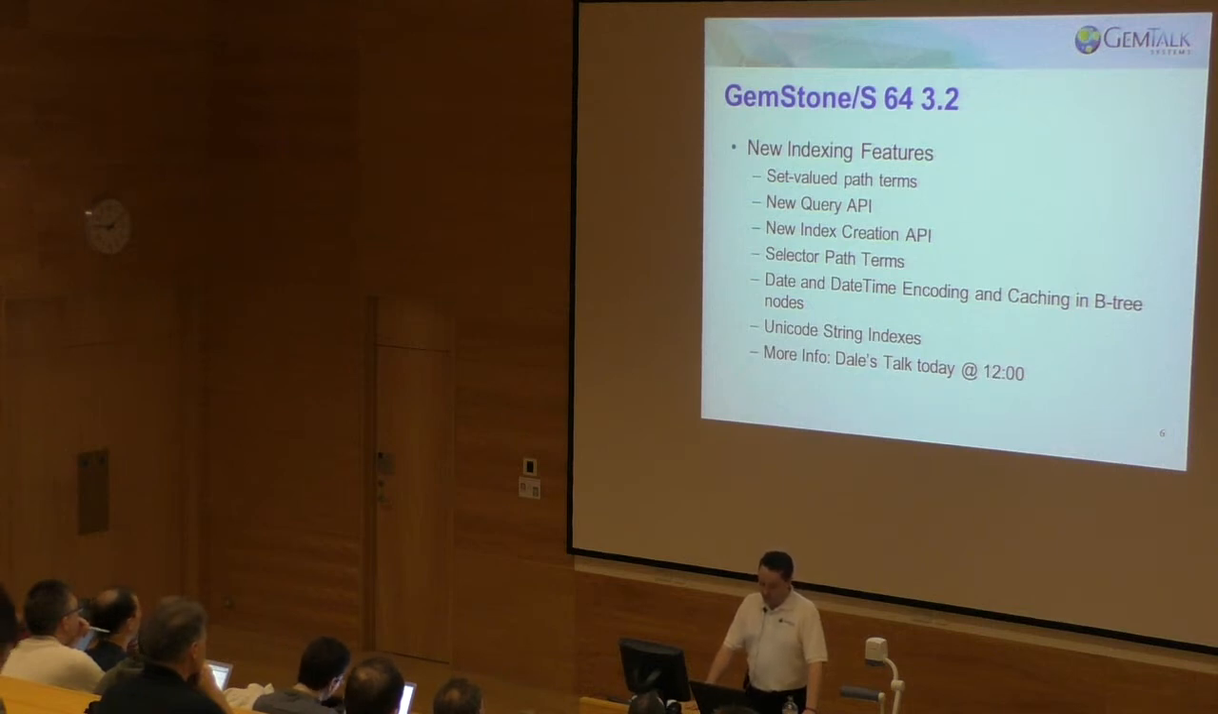Something called selector path terms. There's faster lookups for date and date times with encoding now down to the B-tree nodes. And Unicode string indexes for the first time. Anyway, come and see Dale at 12. He's going to go into the gory details of all this stuff.